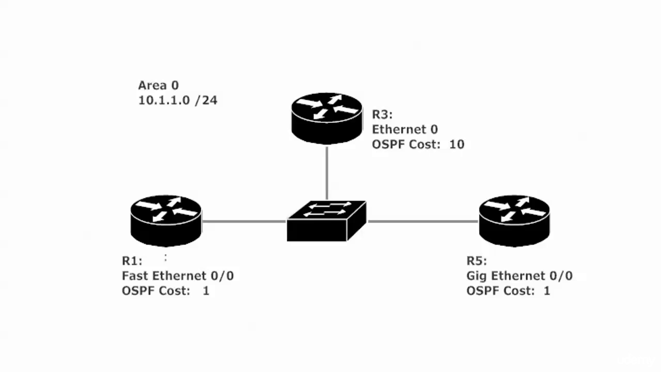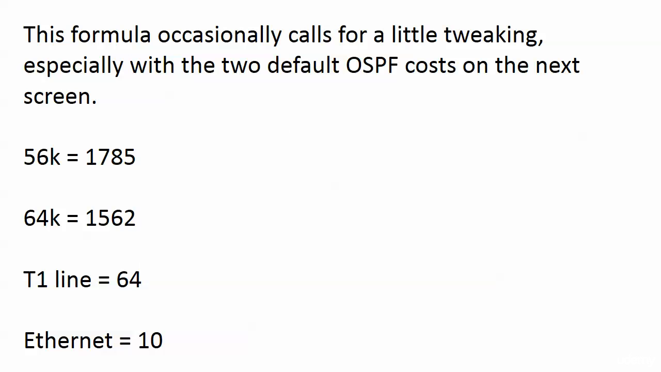And here's the lab that we're working with and the costs that we're working with right now. I say right now because the topology is not going to change, but those costs are going to change. Just put all 3 routers in area 0, 10.1.1.0/24. You can see that router 3's Ethernet 0 interface has a cost of 10, and router 1 and router 5 interfaces both have a cost of 1 as well. One being a Fast Ethernet interface, that's on router 1, and a Gig Ethernet on router 5.